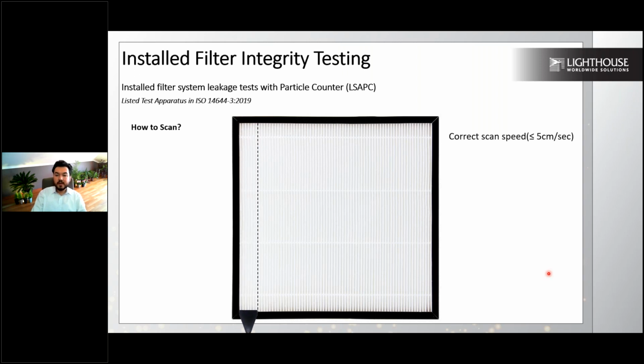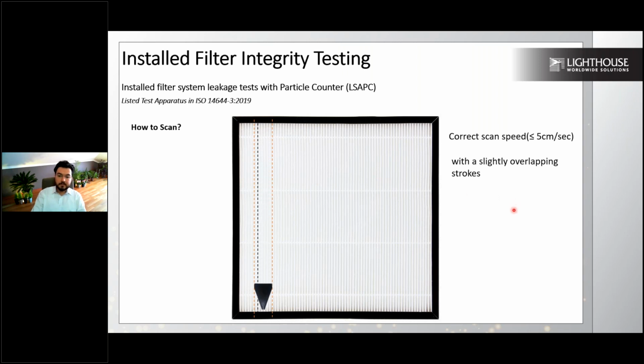So after scanning every single side of your filter, you will make slightly overlapping strokes. So the stroke between your areas will be scanned twice. Otherwise, within this dotted line, if you move your probe directly along the black line, then maybe within this black area, you have a leakage and you will miss it. That's why there will be slightly overlapping strokes.